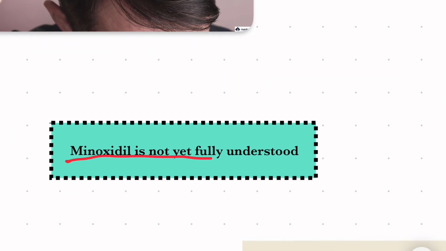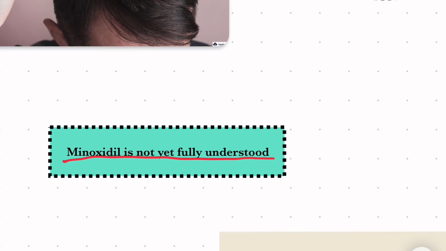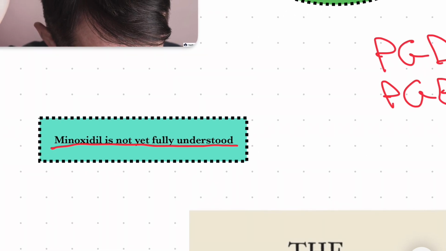Now, it's also worth mentioning that minoxidil is not fully understood. There's still a lot we don't know about minoxidil, and I'm sure that we'll learn a lot more over the coming years.